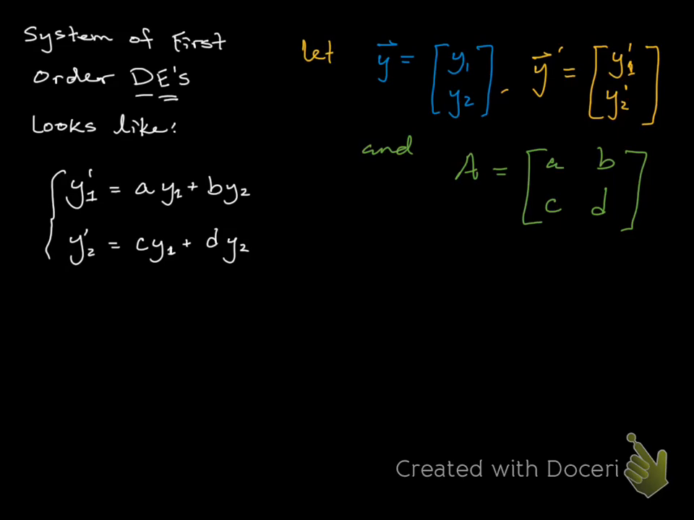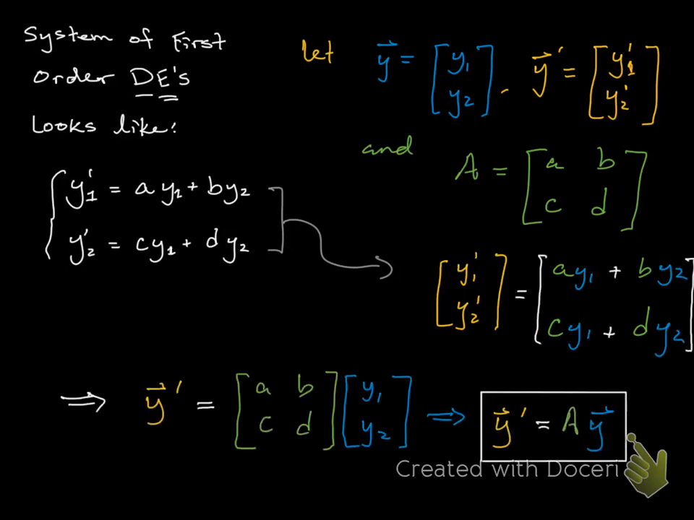Now, if I want to extract this equation, what we have is y prime, the vector, is equal to A times my y1, y2 vector. All right, so at the bottom there you see the derivative vector, y prime, is equal to A times y. That's the general form of a system of differential equations. y prime is equal to Ay.